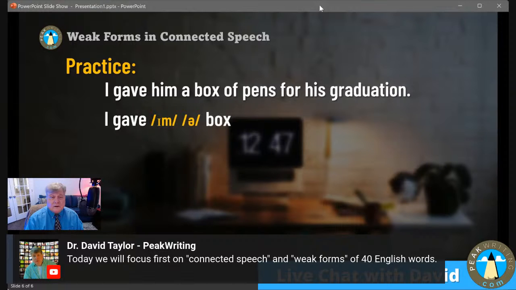So now we have, I gave him a box. I gave him a box. Gave him a box. Notice how it goes, bum, bum, ba, bum, ba, bum. Also notice what are the two words that have been changed. Both are function words, are grammar words.